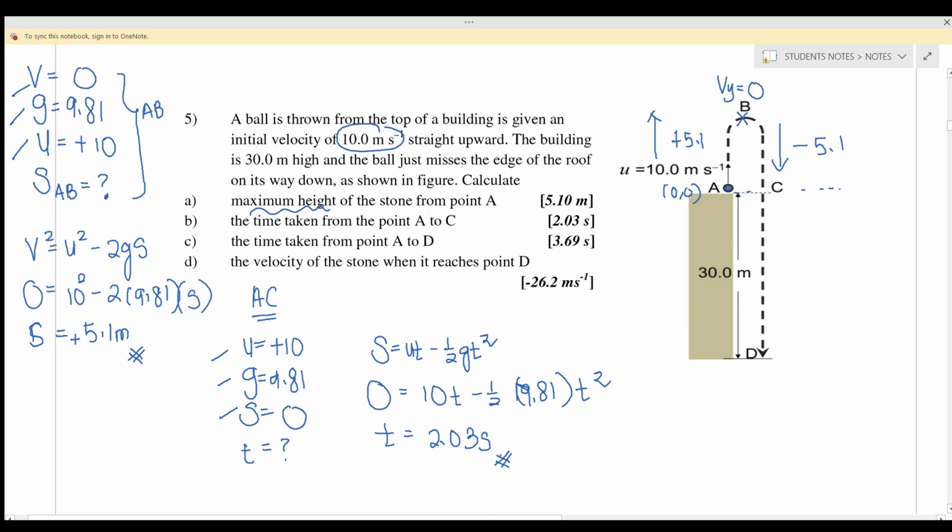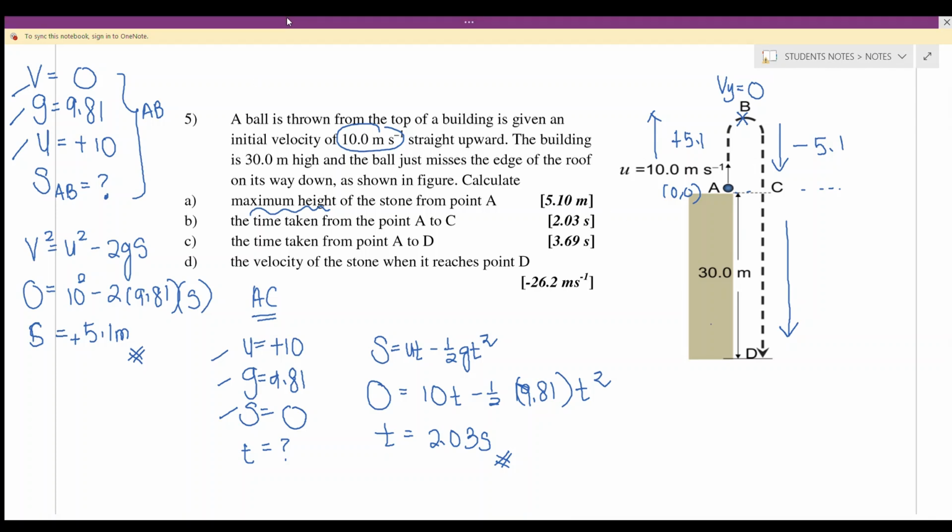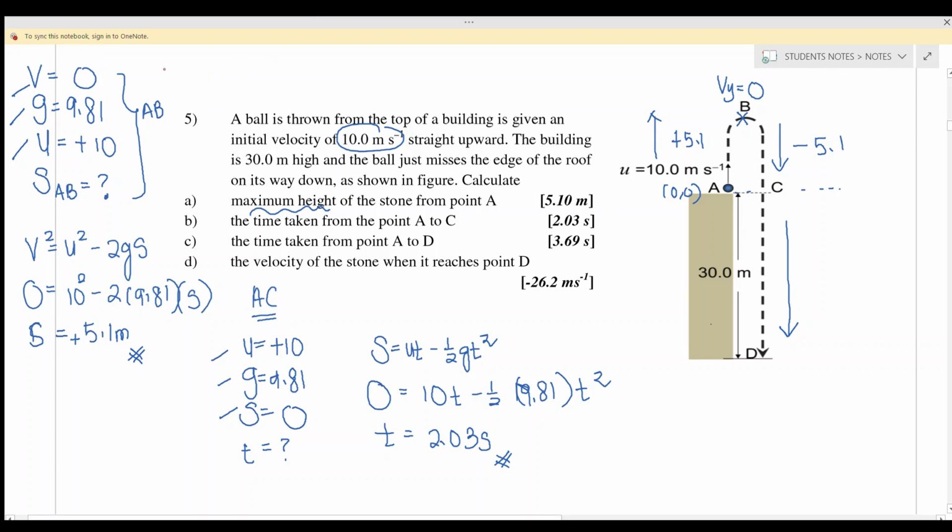Next one, 5C. Time taken from point A to D. So just now A, B, C, then we go further downward. You need to find other information for A to D. So I use the red pen. A to D, meaning that you go up positive 5.1, you go down negative 5.1, and you go another 30 meters down until you reach D. So our displacement actually is equal to negative 30.